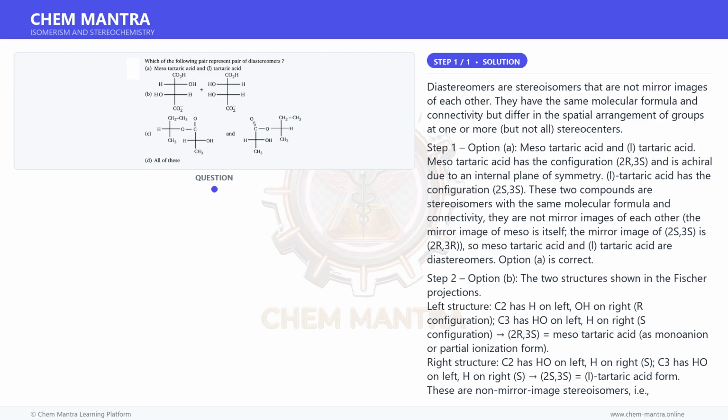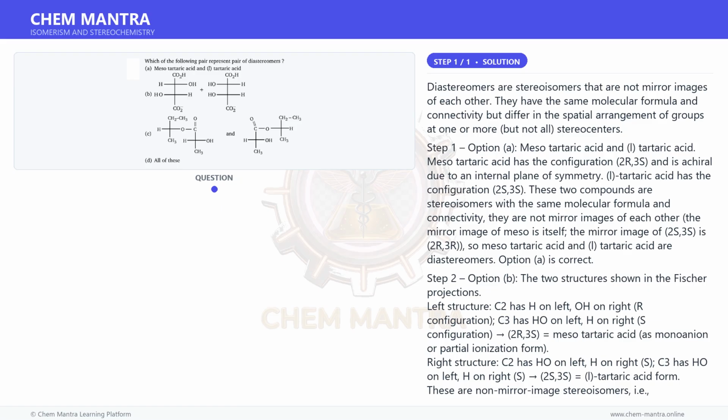Examining the configurations, the left structure has specific R/S assignments at both stereocenters, and the right structure differs at one, but not both, stereocenters. Since the two structures are stereoisomers that are not mirror images of each other, they constitute a pair of diastereomers. Option C is correct.